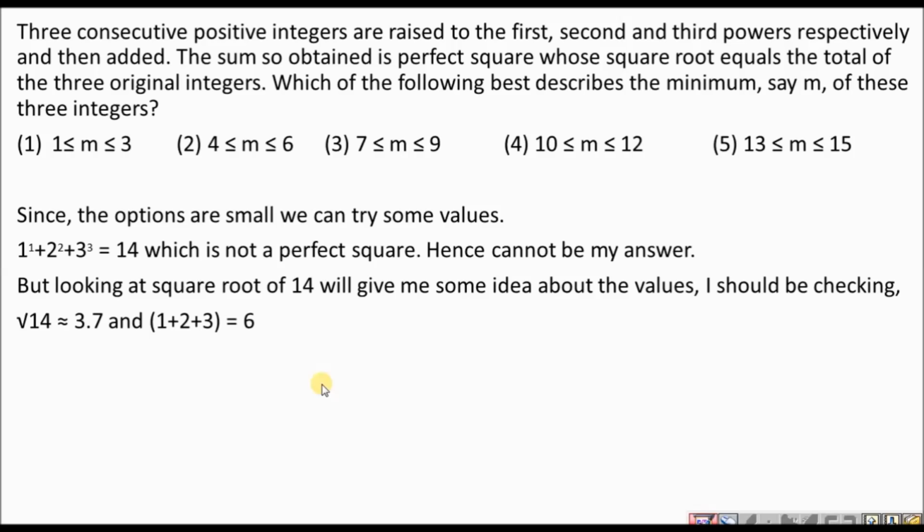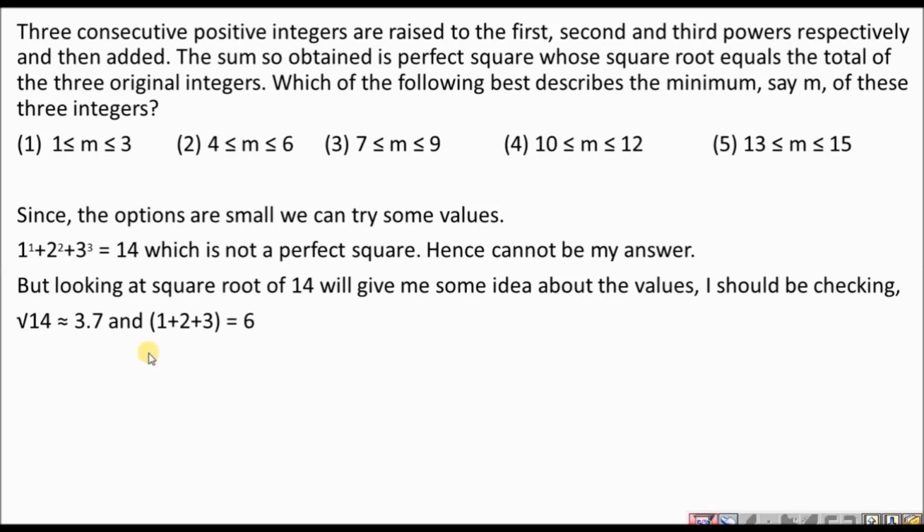Now, if indeed my numbers were 1, 2 and 3, then the square root of 14 should have been equal to the sum of the 3 numbers 1, 2 and 3.